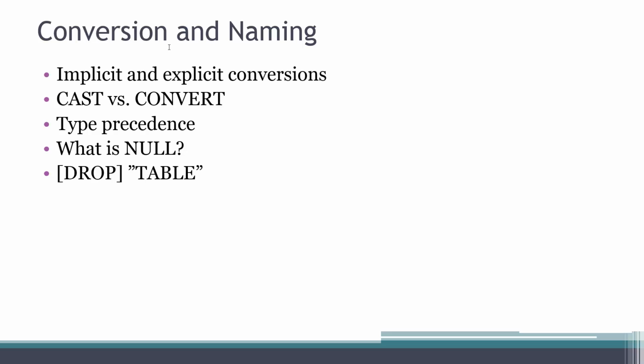So let's first go and talk about implicit and explicit conversions. An implicit conversion is a conversion that SQL Server does for you. You have two data types, and you're using them together, and SQL Server will convert one of the data types to match the other so that it can use them both together. An explicit conversion is when you tell SQL Server exactly how and when you want the conversion to occur. Let's go look at some examples.